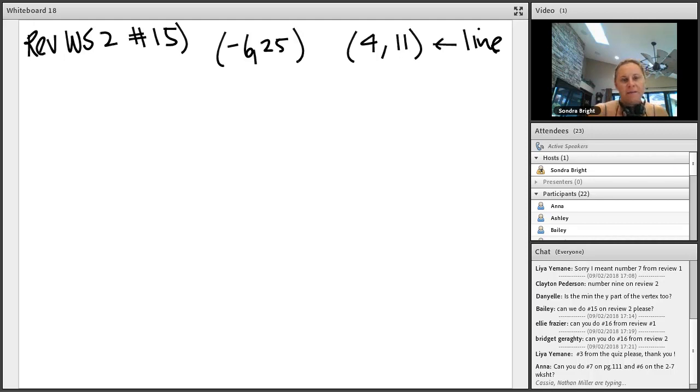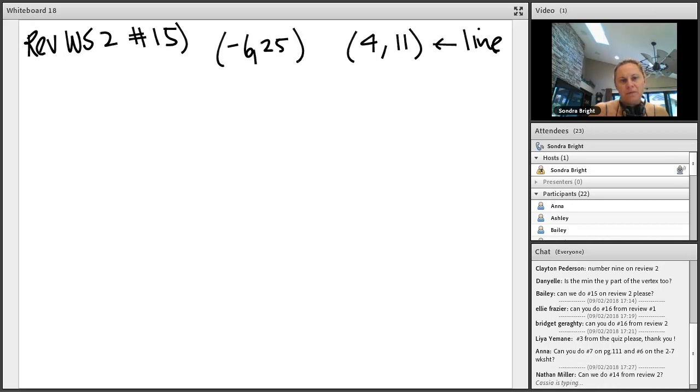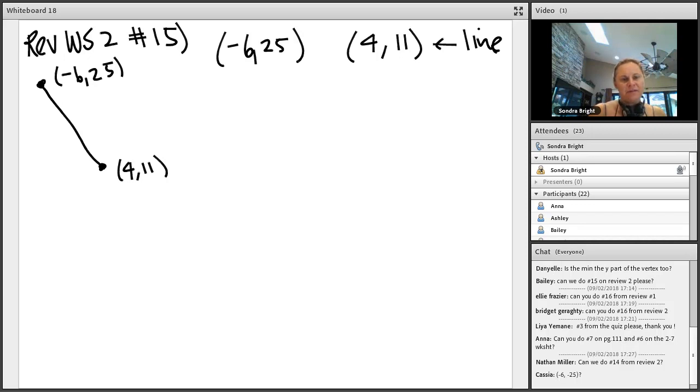And then, so what do they want? There's some communication signal going from this point to this one. And then it says that there's an antenna located at 9, 5. Okay, we'll just put a point, 9, 5.